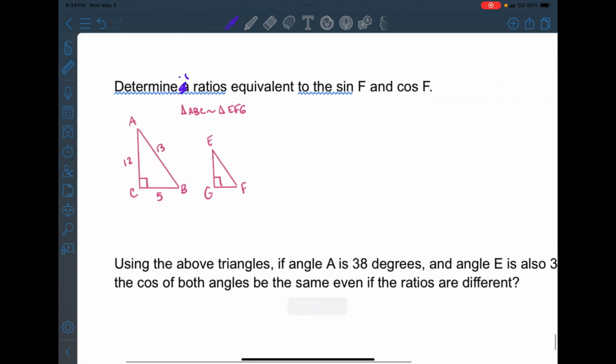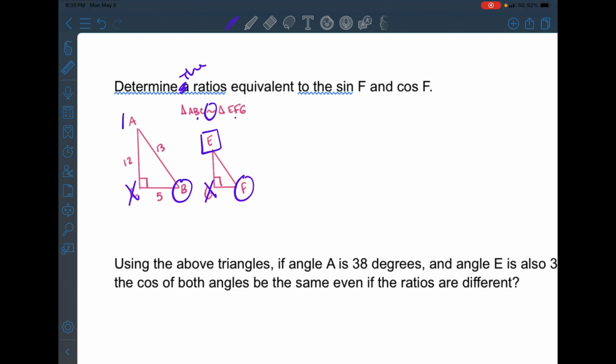All right, determine the ratios equivalent to the sine of F and cosine of F. So if you remember, when we're doing trig, we cannot find trig ratios of the 90 degrees, so that is out. All right, it's going to be the other two angles. And these are similar, which means all my angles are the same. So F and B are the same angle because they're in the same spot. And E and A are the same angle. And C and G, but we don't need those.